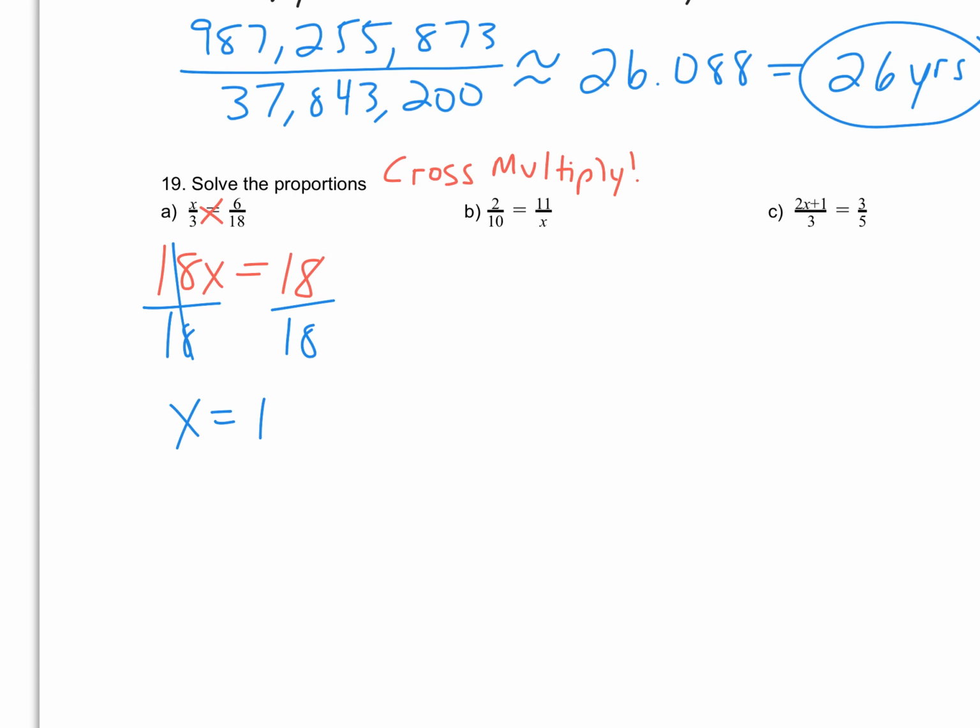Look at another example here. Cross multiply. So you have 2 times x equals 10 times 11. Divide both sides by 2. And then x equals 55.